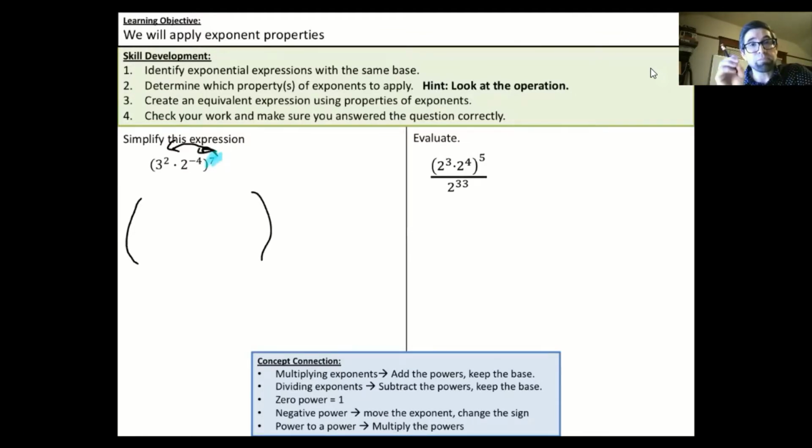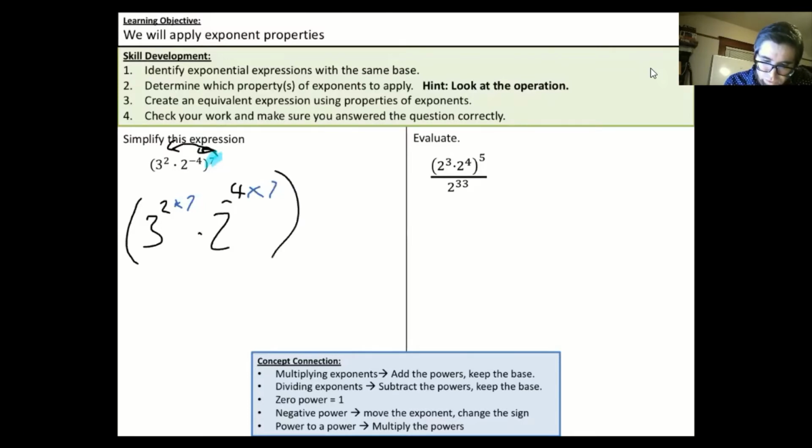Remember, whenever we are raising a power to a power, we multiply the exponents. So this is what I end up with for the first expression. 3 to the second power, let's show that that's being multiplied times 7. Then times 2 to the negative 4, and that is being multiplied also by 7 because I have a power being raised to another power. And now we just simply multiply and see what we end up with.